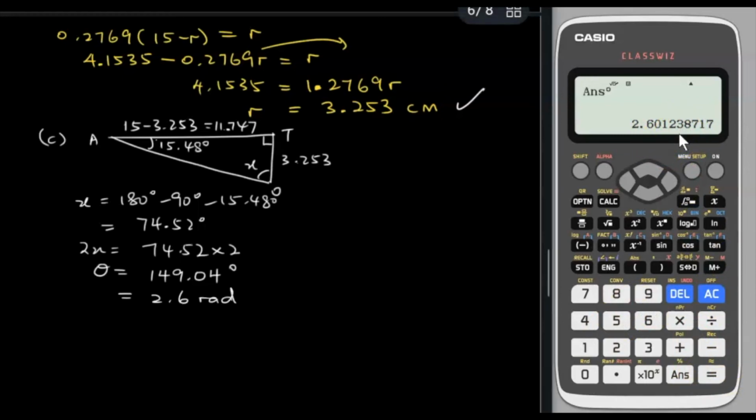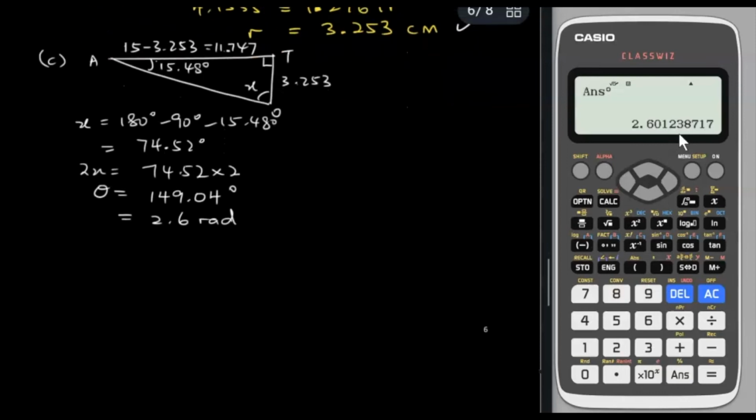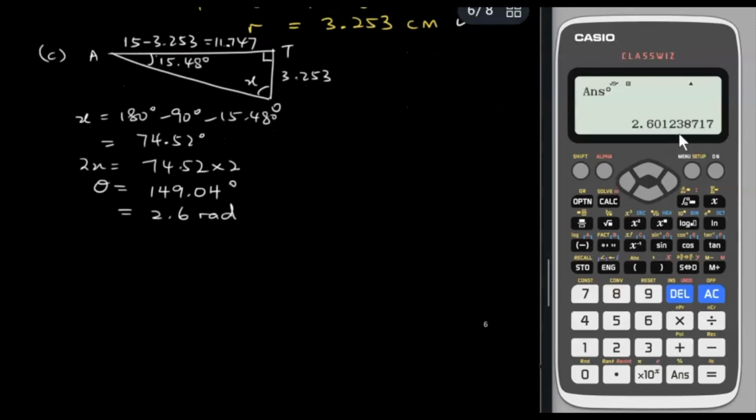Now we can actually find the perimeter. Let me sketch the shape, it looks like this. This is the R, this is the R, and this one we use S equals R theta. So we're going to find the perimeter, which is R plus R plus the arc length for the shaded part. So R plus R plus R theta.